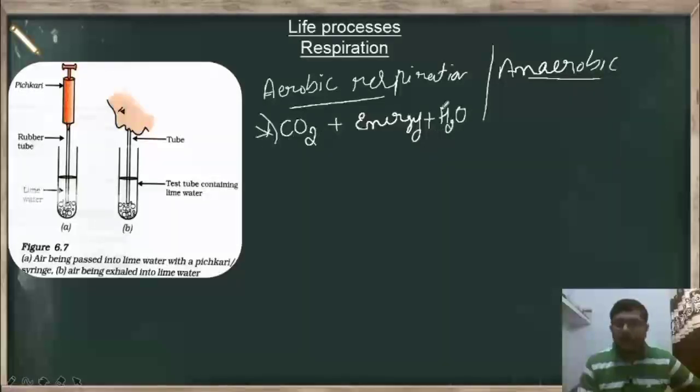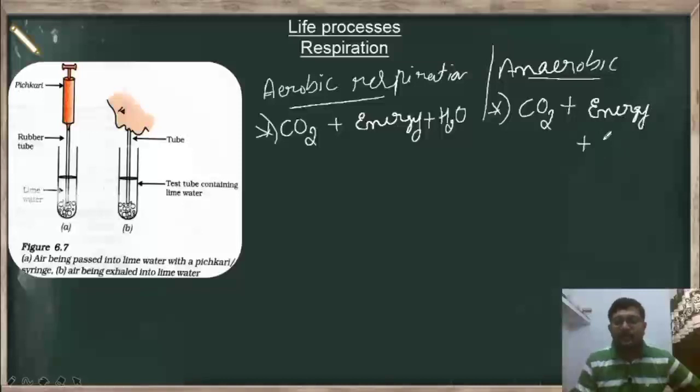Clear? And then when it comes to anaerobic respiration, which is the product? As usual, it is carbon dioxide, plus it also releases energy and it releases ethanol, that is C2H5OH. So look at the product. The products in these two are different. In aerobic organisms, carbon dioxide is released along with energy and water in the form of vapor, and in anaerobic organisms, they release carbon dioxide, energy, and then ethanol.